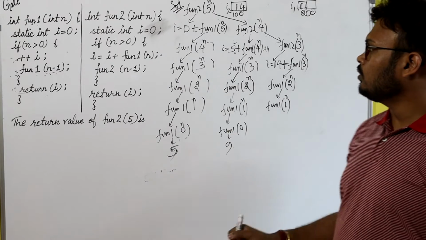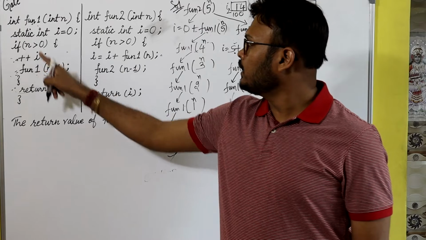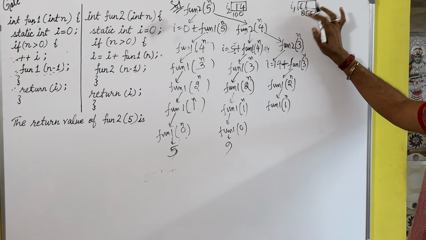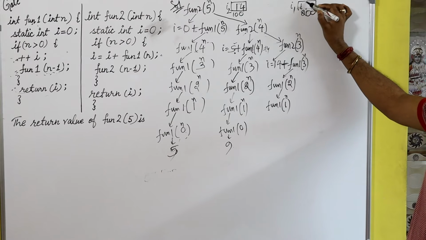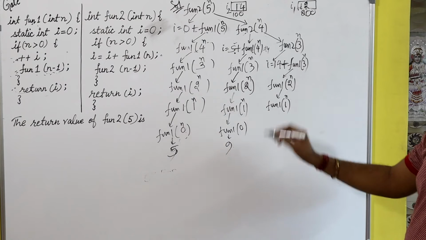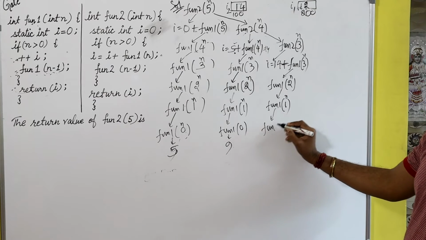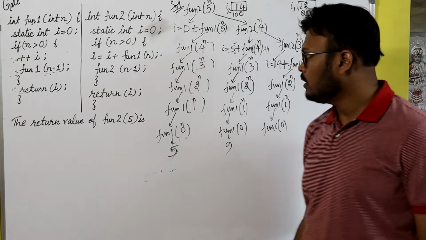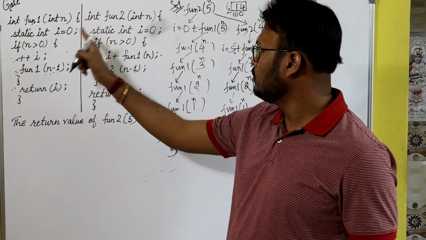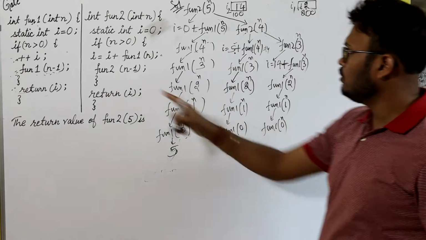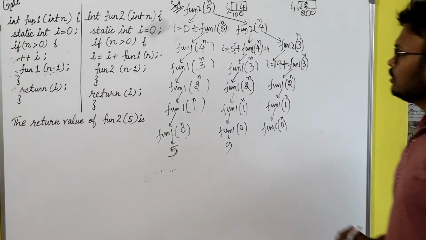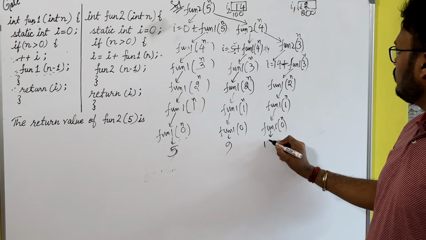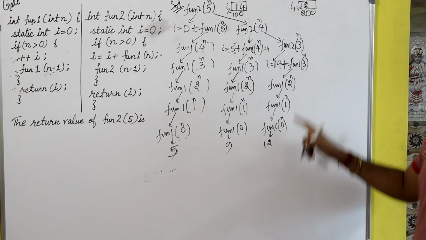So 1 greater than 0. Yes. 1 is greater than 0, so plus plus of I, so I value will become 12 this time because initially it was 11, so now it becomes 12. Okay. So now fun1 will call fun0. We'll call fun1 of 0. Okay. So now fun1 of 0. So just the value of n is 0. Okay. So 0 greater than 0? No. It means what? The value of I will be returned. So what value will be returned here? 12.